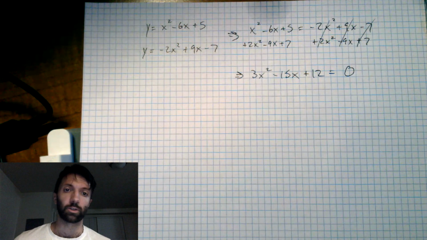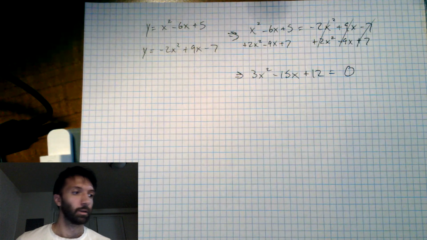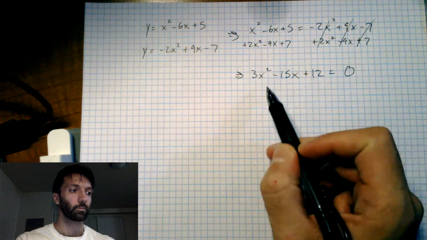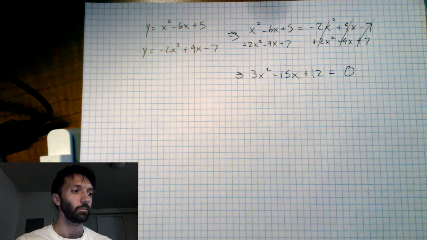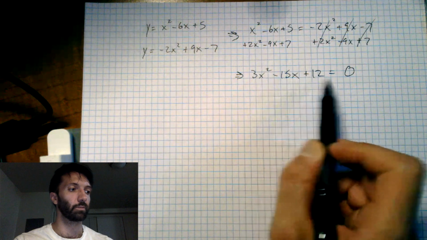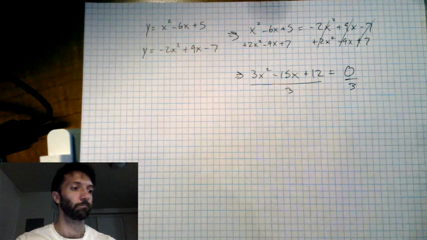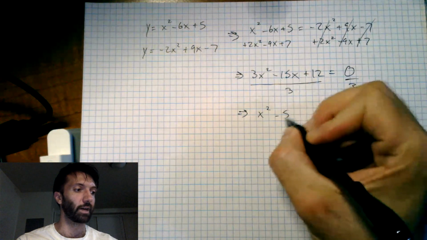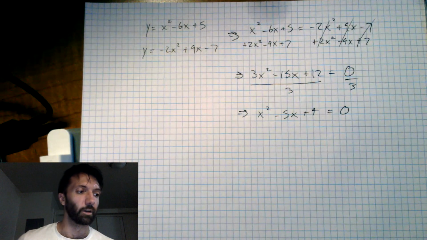Now there's a few methods to solve quadratics, right? There's the quadratic formula, there's factoring by grouping, or you could factor out a GCF. In this case there is a GCF, which is 3. So I'm just going to divide both sides by 3 here, since 3 goes into all these terms. So we have x squared minus 5x plus 4 equals 0, because 0 divided by 3 is 0.